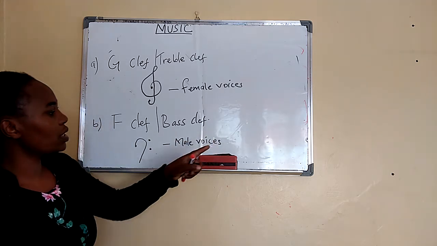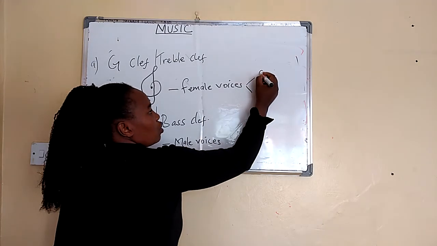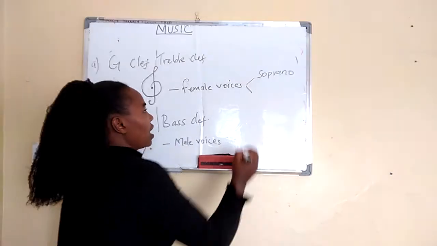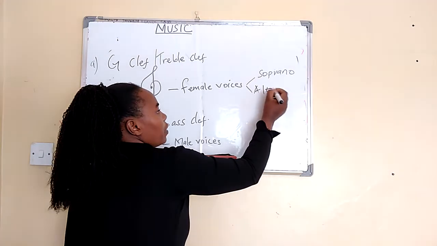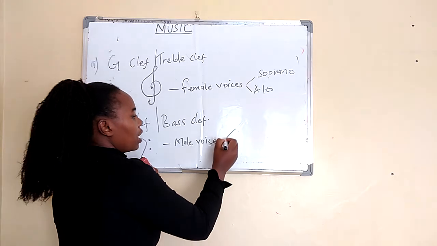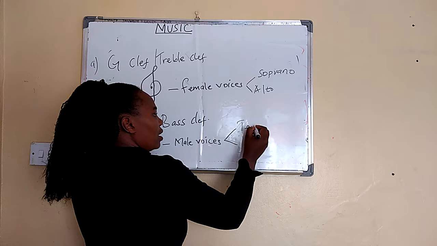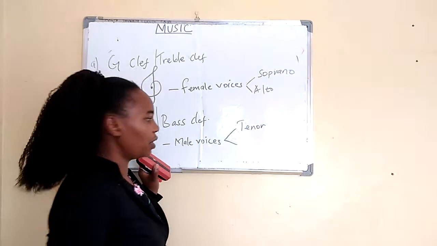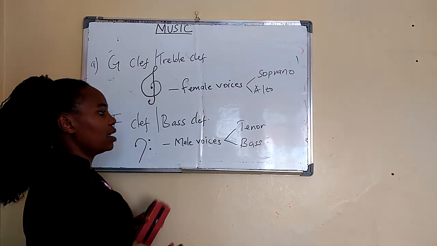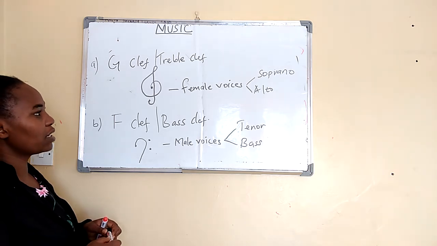Now when we talk about female voices, we have two female voices, that is soprano being the highest female voice, and then alto, the lowest female voice. When you come to male voices, we have two, that is tenor being the highest male voice, and then bass being the lowest male voice. So those are the two clefs that I want us to look at.